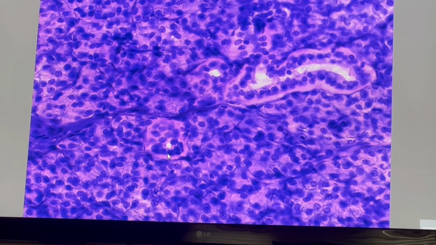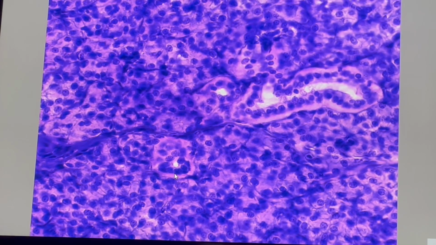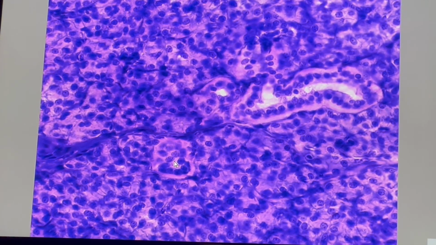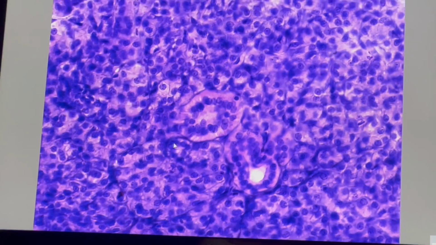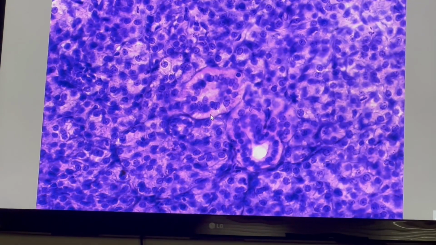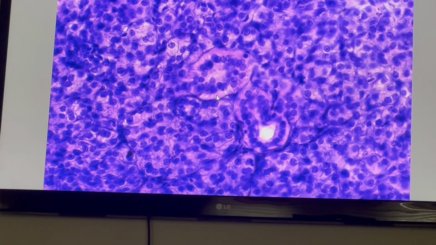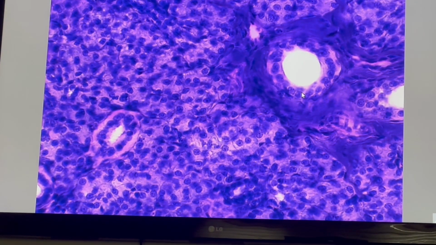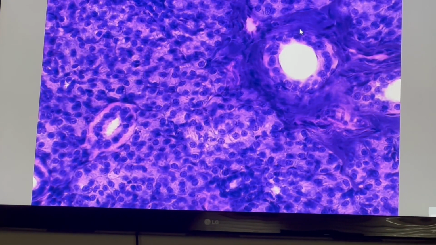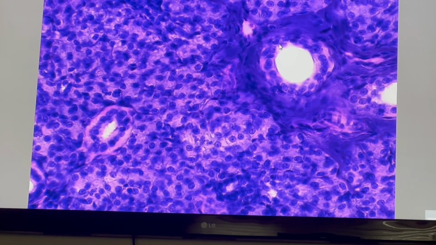starts with the intercalated duct, simple cuboidal epithelium. Simple cuboidal epithelium, striated ducts with basal striation, and interlobular duct surrounded by connective tissue. Parotid gland.